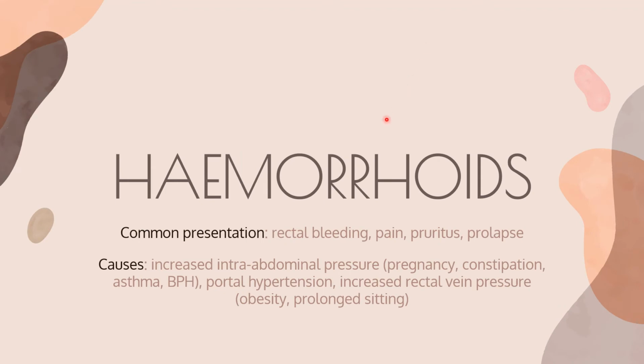Our first differential diagnosis is hemorrhoids, which is the enlargement and displacement of the vascular cushions within the anal canal. It often presents with painless rectal bleeding, which may be bright red in color, on toilet paper or dripping into the toilet bowl. It may be associated with pain, pruritus due to mucus discharge, and rectal prolapse in severe cases.